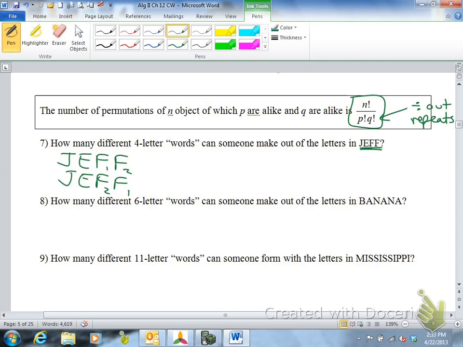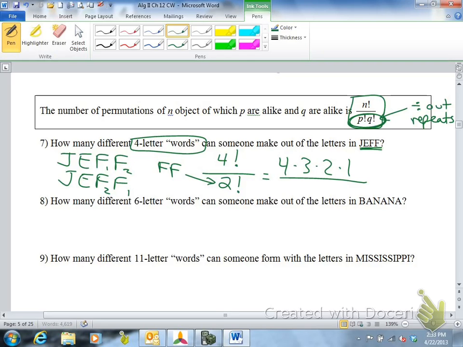So the way you answer this is you want a 4-letter word. It doesn't have to make sense. So you do 4 factorial, the number of letters. And you have to divide out, that's what this part is, divide out the letters that repeat. So you're going to divide 2 factorial because you have 2 F's. So I'm too lazy to use my calculator, so expanding, you get 12. So there are 12 different words.